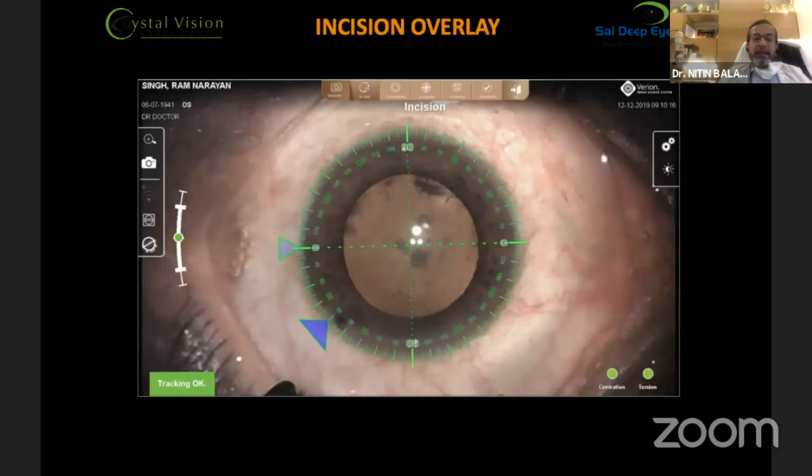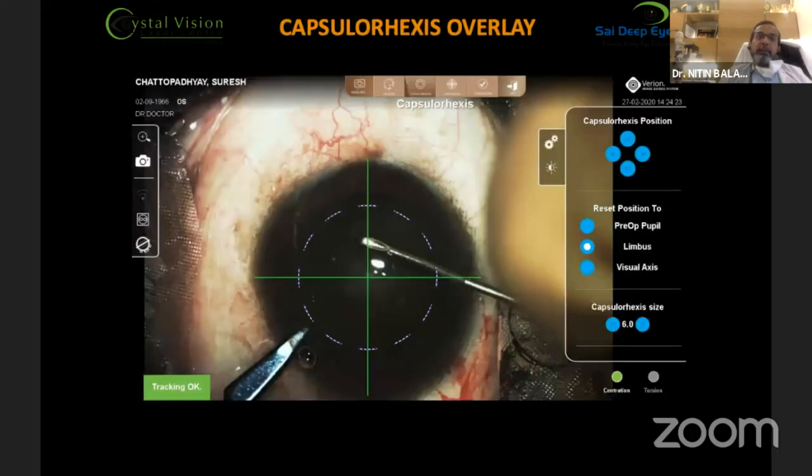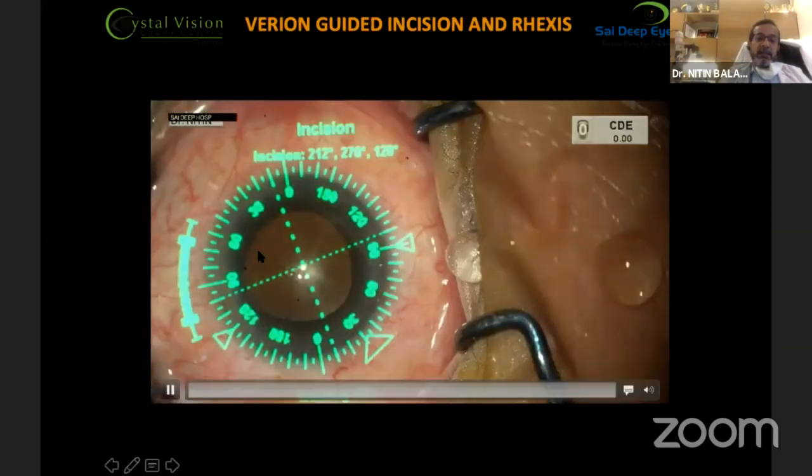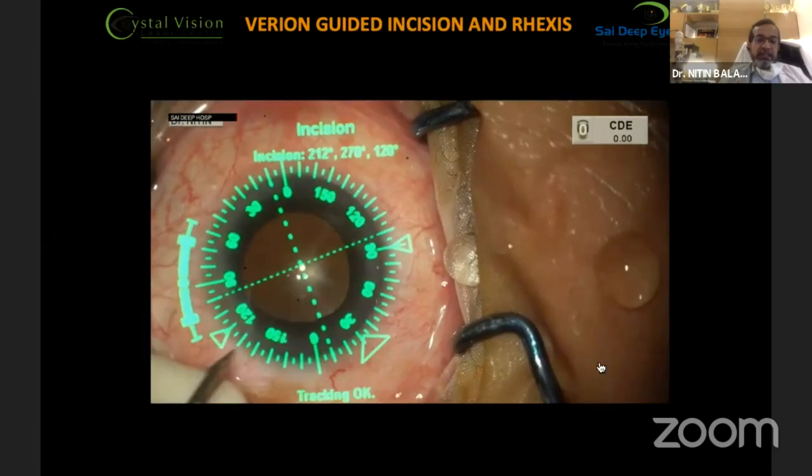So here you can get the exact position of the lens, exact position of the incision, which was planned pre-operatively. The main as well as the side port incisions can be planned, and this is displayed. The exact size of the rhexis as well as where the rhexis is centered is displayed on the overlay. So you can have the rhexis centered either on the visual axis or on the pre-op pupil center or in the center of the limbus. So here is a short video to show how this is done.